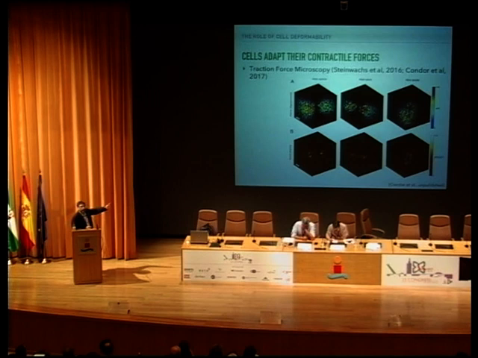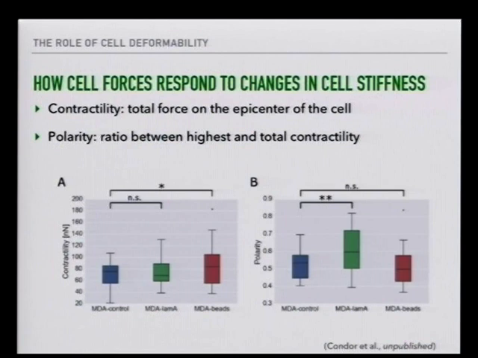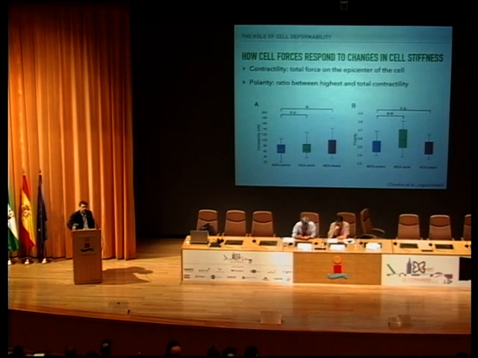We try to quantify this effect a little bit more, and we measure what we define as the contractility. The contractility is the total force at the epicenter of the cell. If we look here at the blue line and the green line, we can observe that the amount of force that the cells exert, although we increase the stiffness, is very similar. However, the forces that the cell exerts are higher when we increase the cytoskeleton properties.